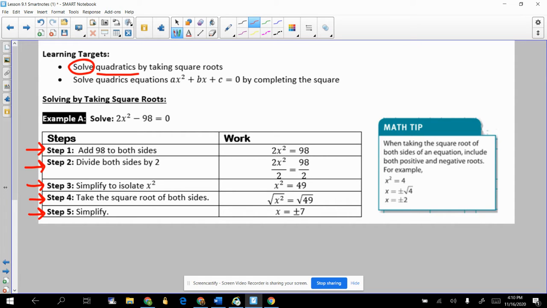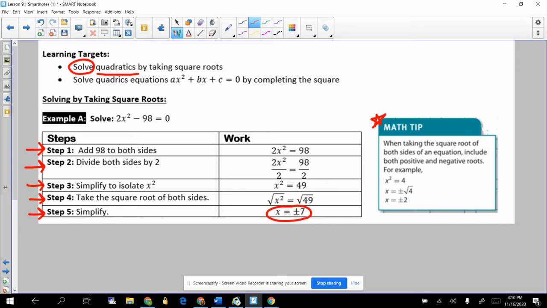And here's something important to notice here. So step 5, when they simplify, they write it as x equals plus or minus 7. So if you look at this math tip over here, it says when taking the square root of both sides of an equation, include both positive and negative roots. For example, x squared equals 4. If you went to take the square root of 4, you would write that as plus or minus 2, so the positive or the negative version.